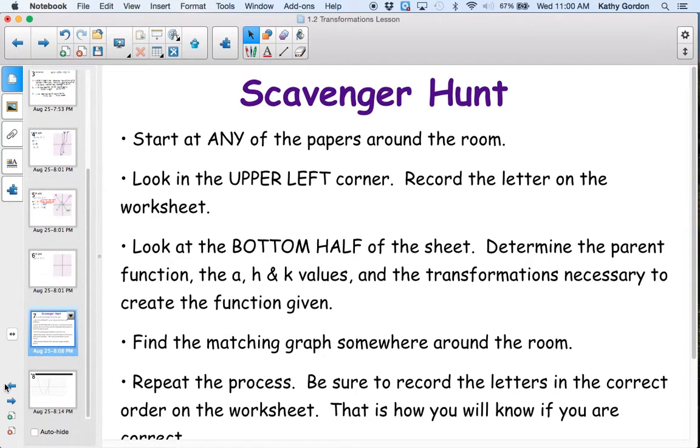All right, as soon as you get a paper, put your name at the top of it, and then go ahead and find a paper to start at. See how many you can get through. Okay, we're going to do this for about 18 minutes.